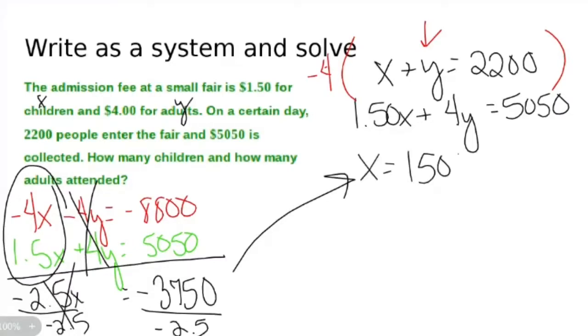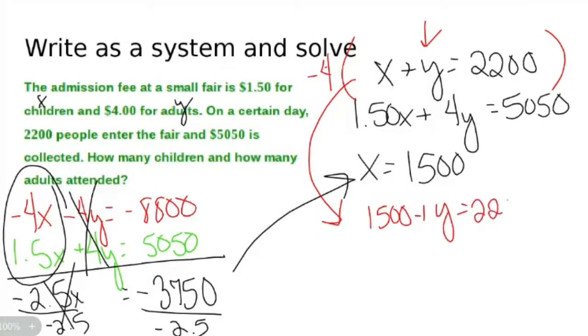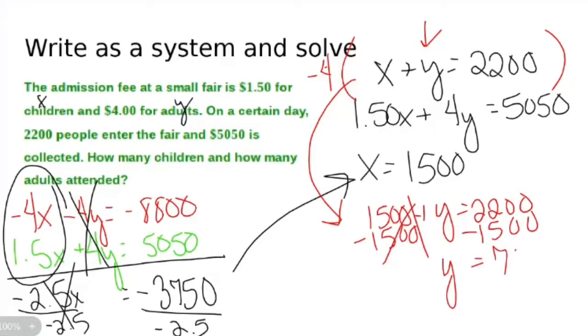So if x is 1,500, I need to find y. How can I find y? Well, look at this top equation right here. I'm going to rewrite the top equation, okay? And instead of x, I'm going to put 1,500. 1,500 plus y equals 2,200. Subtract 1,500 from both sides. And y is going to equal 700.